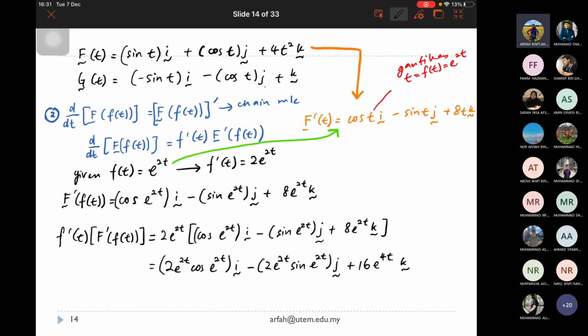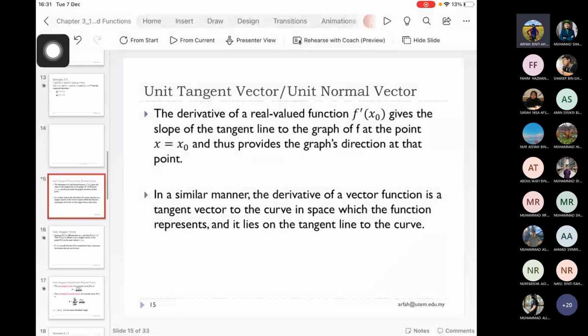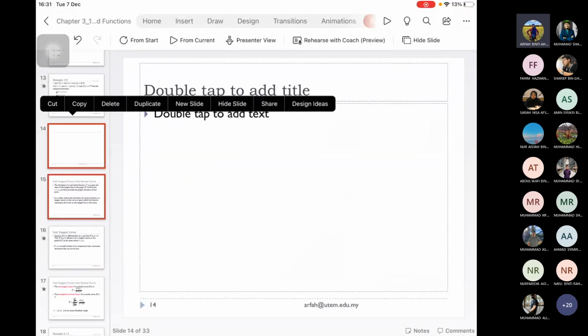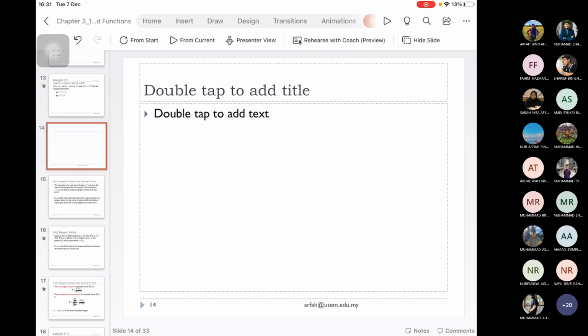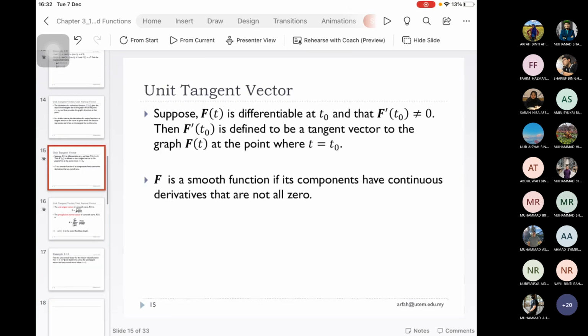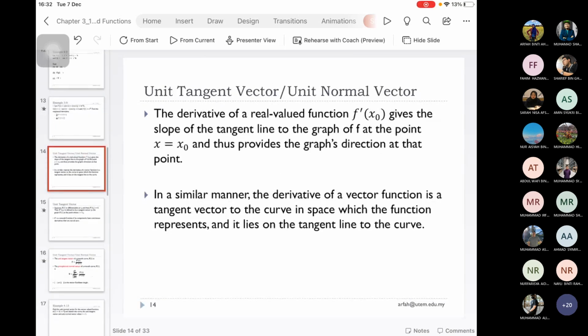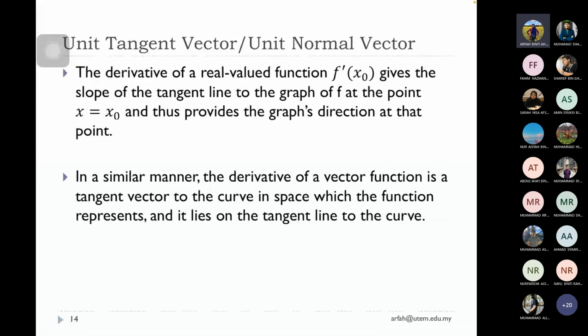Okay, so kita lihat kepada the next one, kita ada unit tangent vector and also unit normal vector. For the unit tangent vector and unit normal vector, the derivative of a real vector value function f prime at point x0 will give the slope.